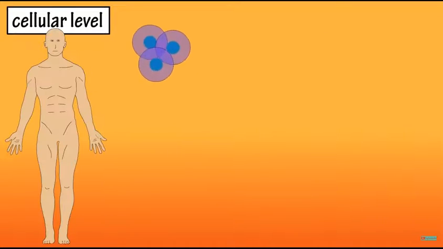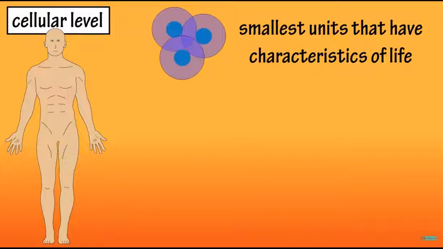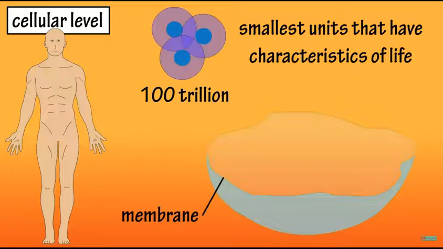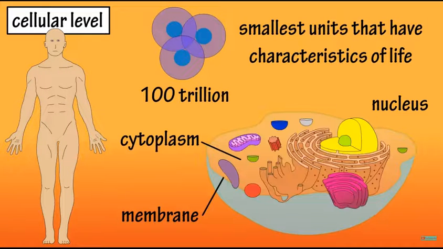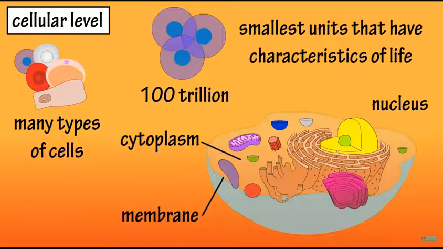Cells are the smallest unit in the body that shows the basic characteristics of life. It's estimated that the body has around 100 trillion cells, and each cell is made up of a membrane, a nucleus, and a cytoplasm that houses the organelles that are required for the cell to function properly. There are many different types of cells in the body that perform different functions in the body.